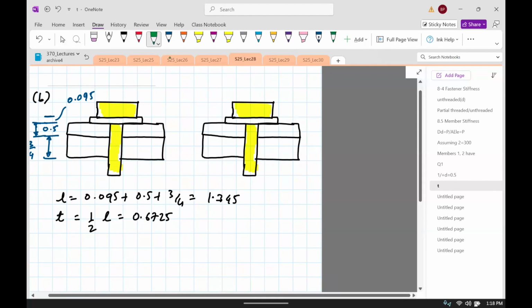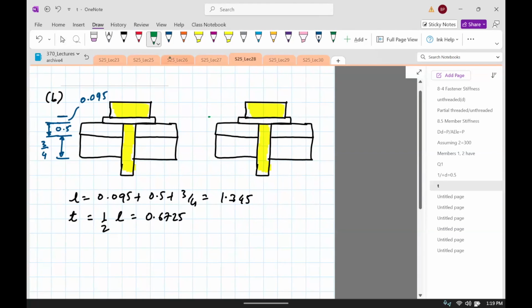Okay, so the distance from, so this is 3/4. 3/4 is what? 0.75. So we know that this much is probably going to be 0.6725. So it doesn't really go all the way to the top, the bottom member. There's some gap left. So that's the important part. And this is 0.6725.